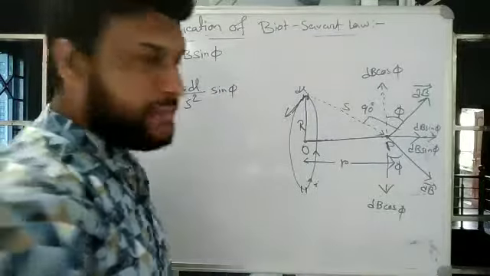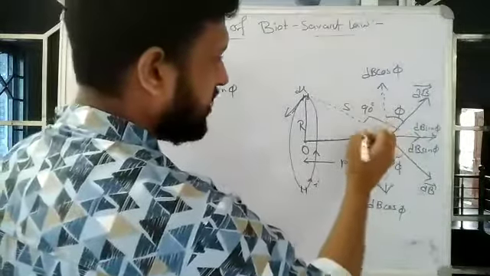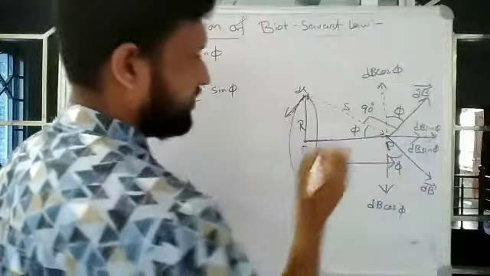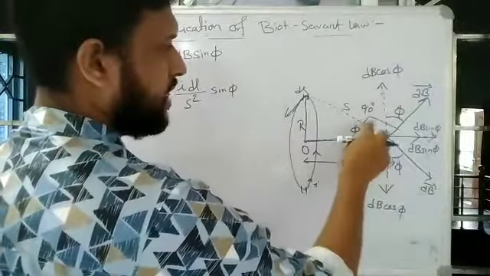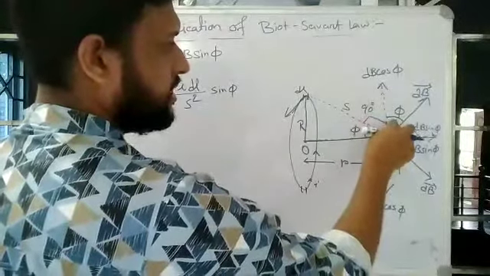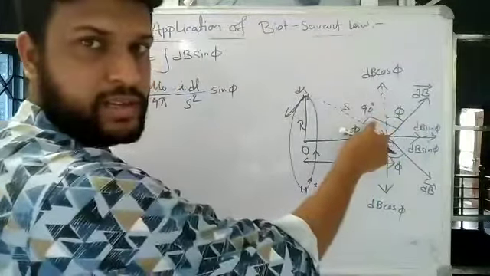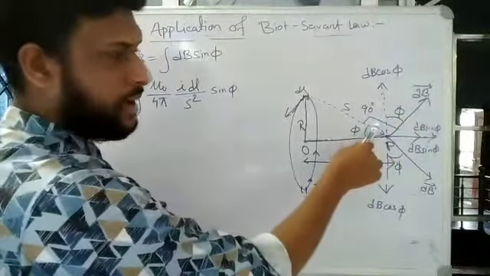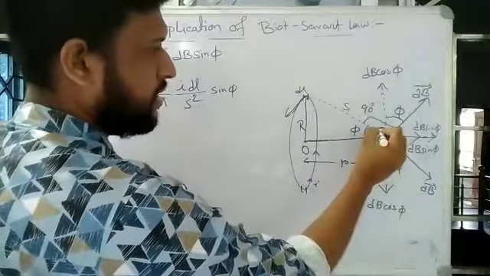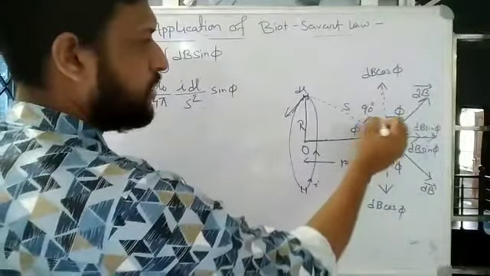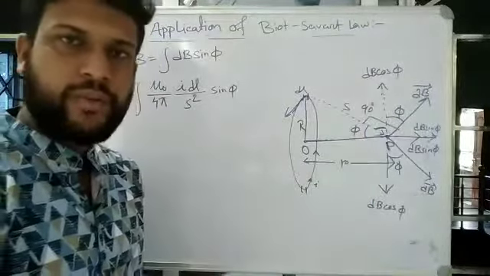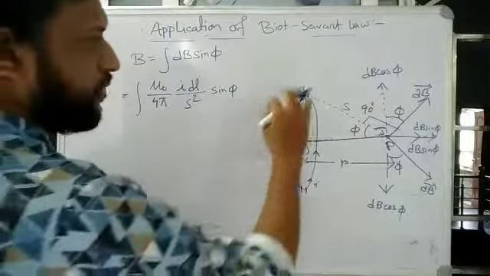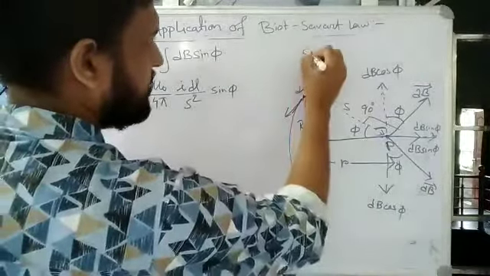If this is phi, from the geometry you can say this will also be phi, because the total is 90. This is phi, so this other angle will be 90 minus phi. So 90 minus phi plus phi will give you again 90. So if this is phi, this will also be phi. Now from this triangle, what is sin phi?